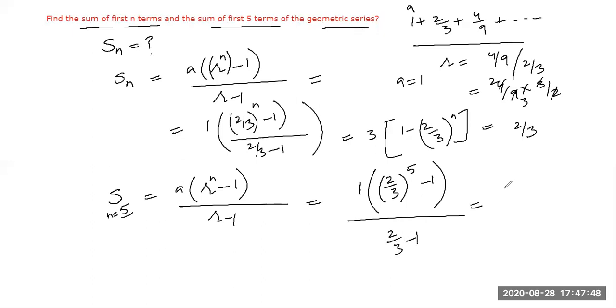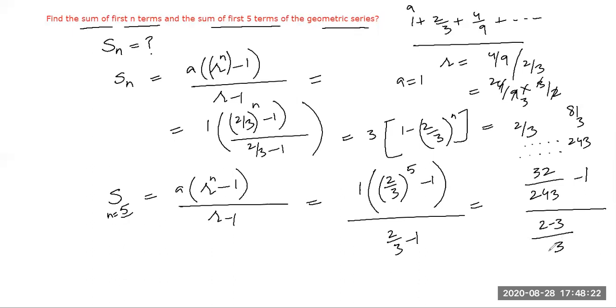This is equal to, yes, students, tell me. This is equal to 1 is fine, and 2 to the 2, to the 4, to the 8, to the 16, to the 32. Right? So it's like 32 divided by, what is 3 raised to power 5? 3 fours are 81, 243. So this is 243 minus 1 divided by, we solve this, this will be 2 minus 3 divided by 3. Right? Minus 1 by 3. Okay.